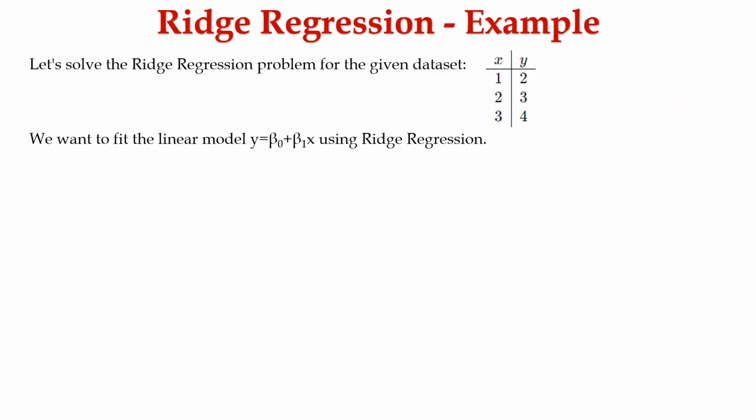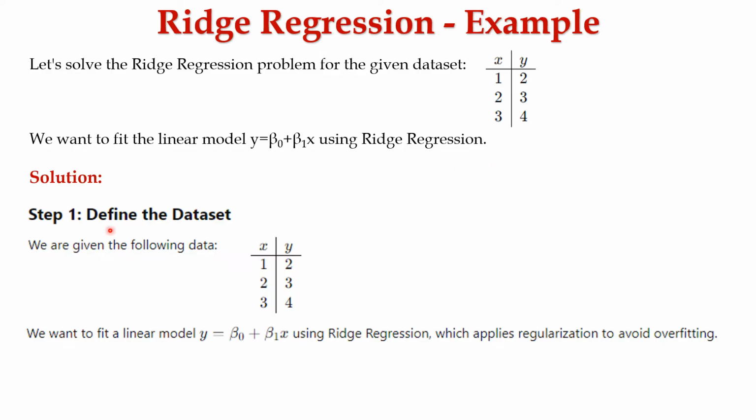Now let's have an example to solve a ridge regression problem for the given data set, and we need to fit the linear model y equals beta naught plus beta 1 x using ridge regression. So in step 1, we need to define the data set. We are given the following data, that is x and y. The values of x are 1, 2 and 3 and the values of y are 2, 3 and 4 as given in the input.